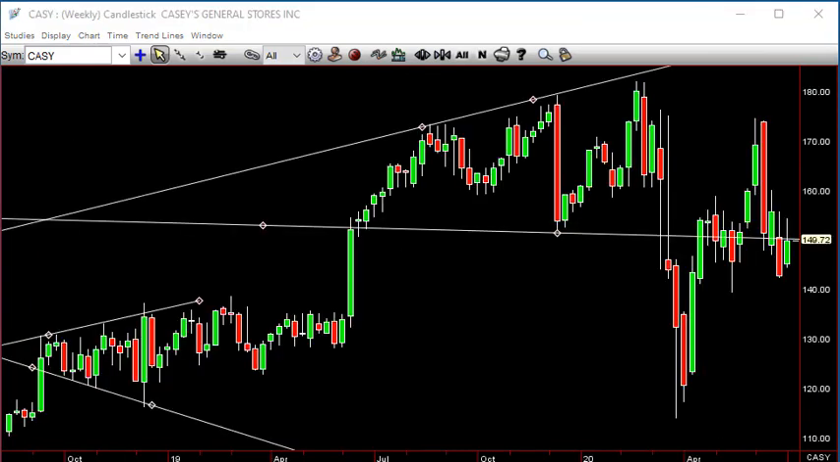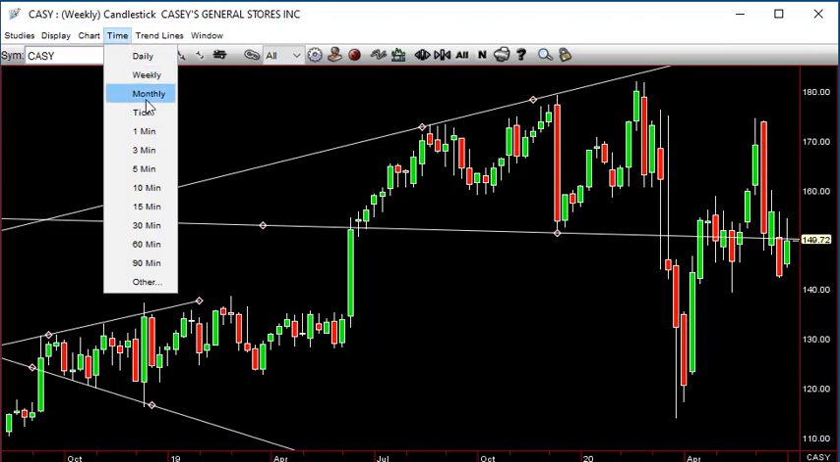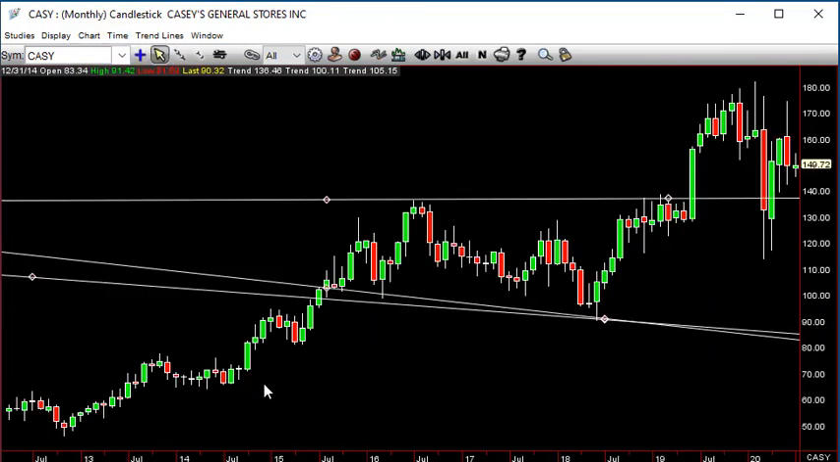Casey General Store. Monthly got stuck in here, and then trying to get out of here, and you can see all this stuff up in here. The higher highs and the lower lows down through here, taking all these guys out in one shot.